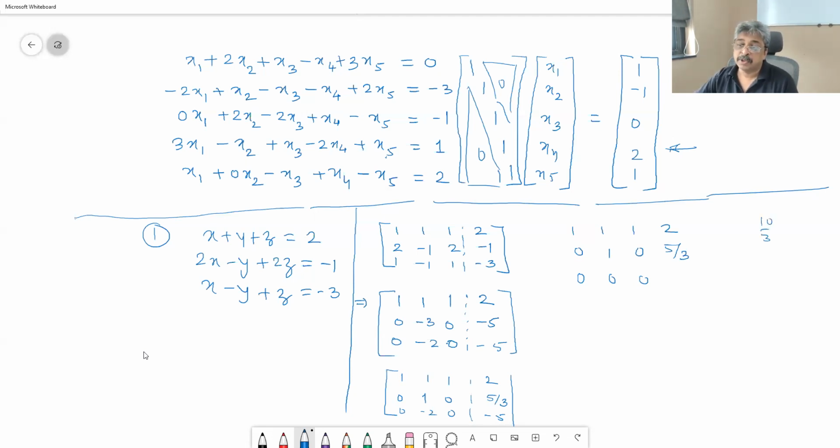10 by 3 is to be added to minus 5, 15 by 3. So it is minus 5 by 3. बरोबर आहे, करेक्ट.